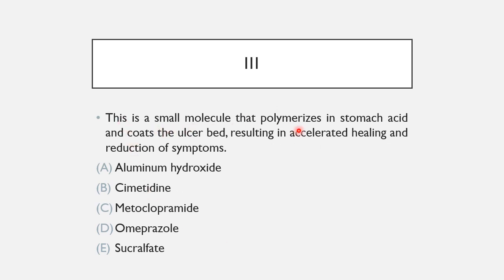This is a small molecule that polymerizes in stomach acid and coats the ulcer bed, resulting in accelerated healing and reduction of symptoms. Aluminium hydroxide, cimetidine, metoclopramide, omeprazole, or sucralfate.